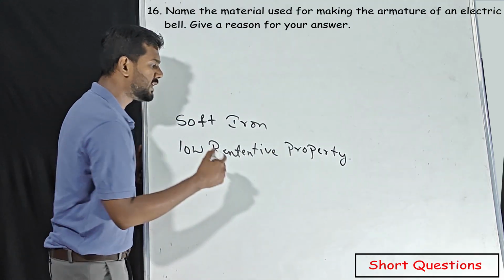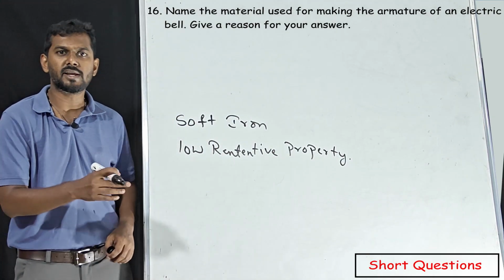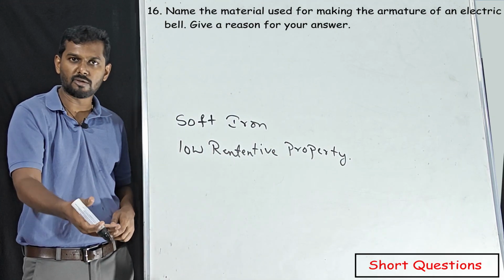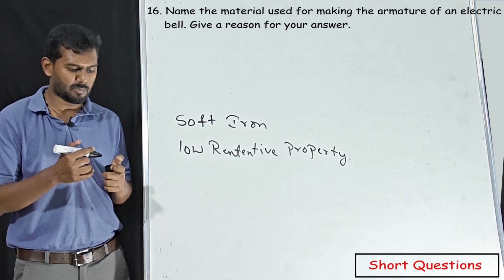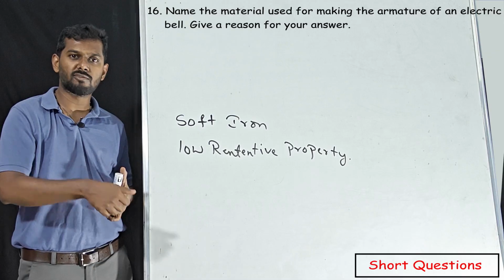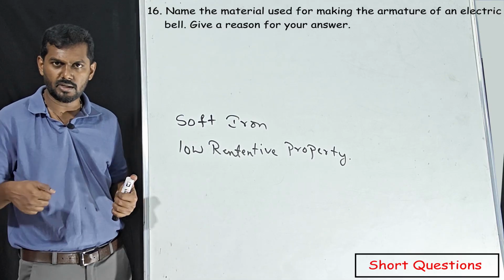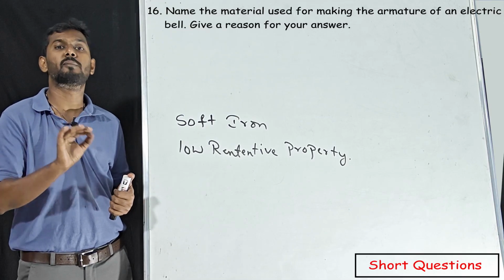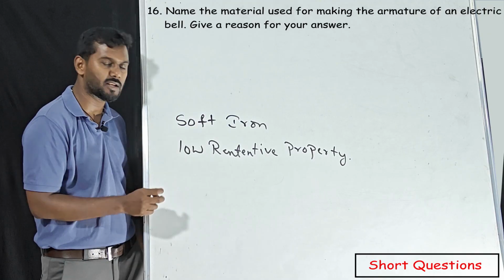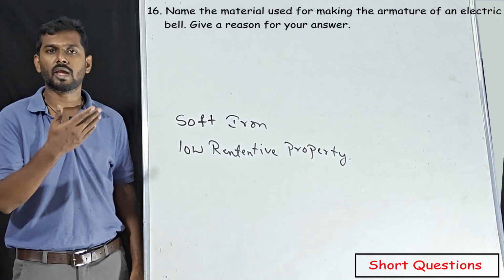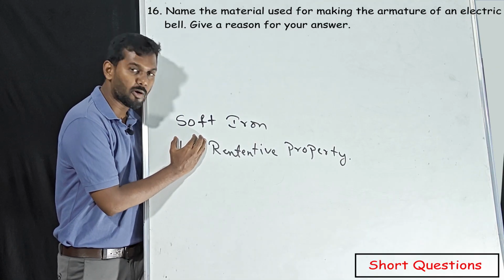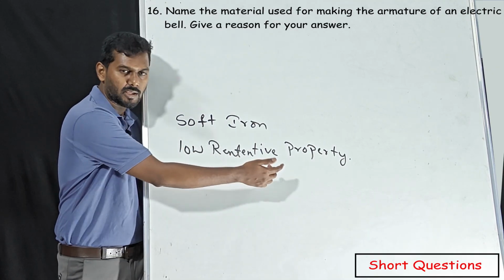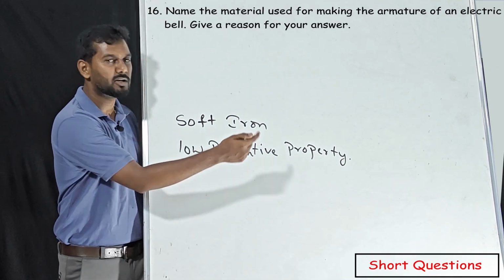What do you mean by that? That means if you give the current, it will have the magnetic field. If you take out the current, immediately it will lose its magnetic power. So in other materials, even though you take out the current, for some time it will hold the magnetic field, but when it comes to soft iron, it will immediately turn off the magnetic field. That holding of the power is the retentive property. Soft iron has low retentive property.